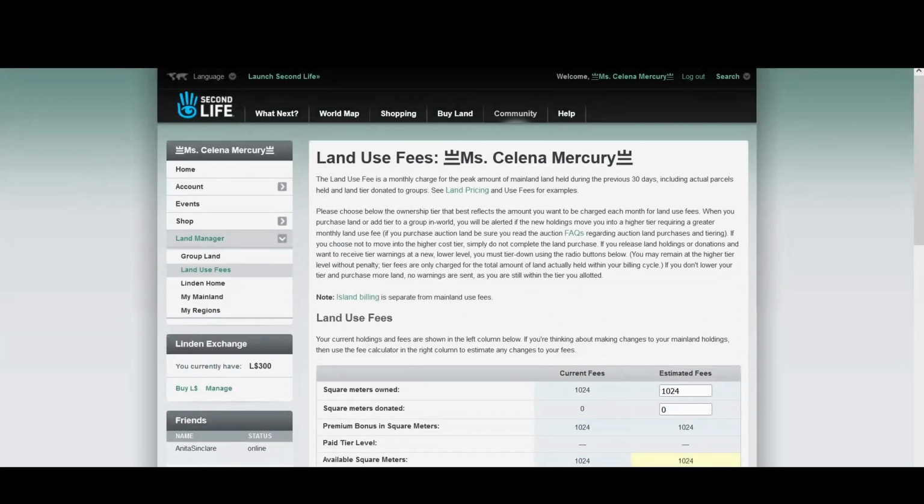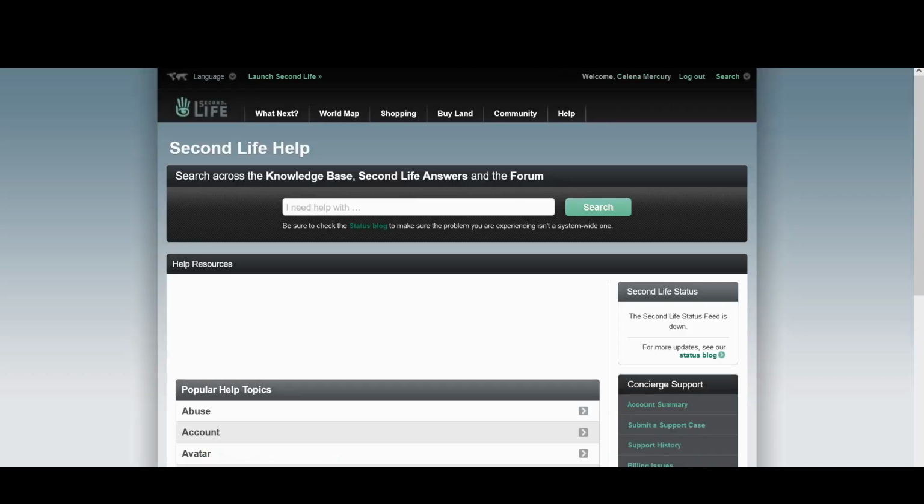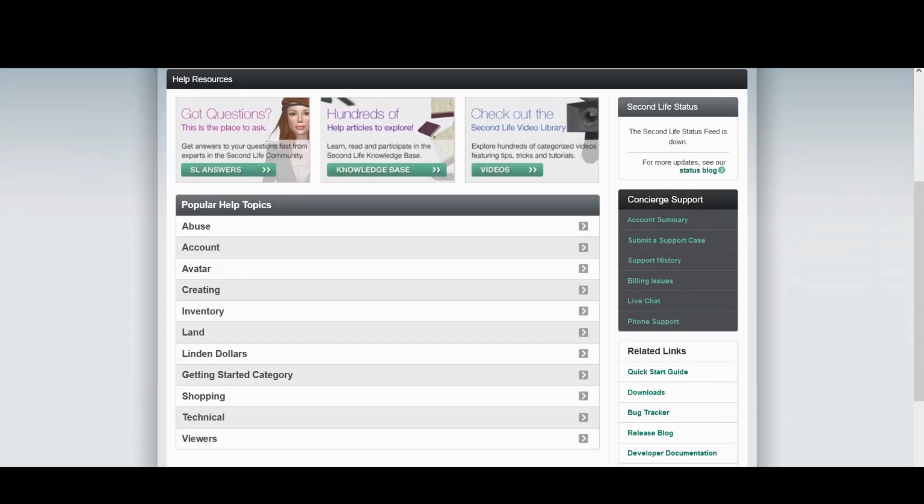But yeah, let's talk about that. If you are going to claim abandoned land, you have to go to secondlife.com and go to your personal account. You're going to scroll all the way over to click help. Scrolling down to support, you're going to click support.